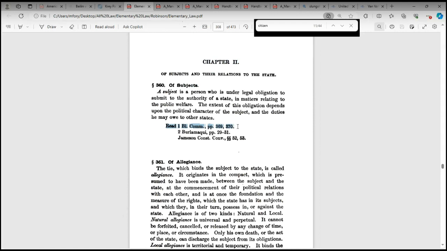This is Black's Law Commentaries, and I don't know what these guys are here. This is Jamison Constitution, but this I never heard of. I looked this up in the law library. I cannot find it. And this is Jamison Constitution book.